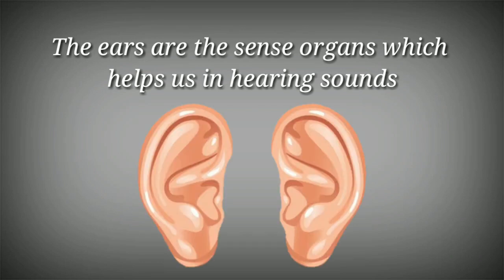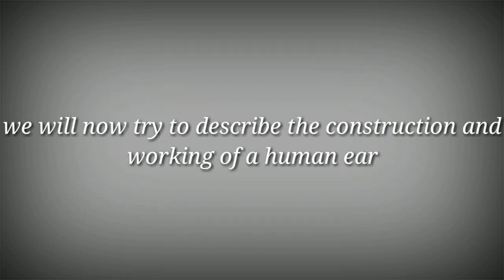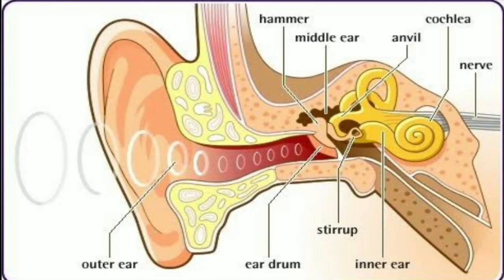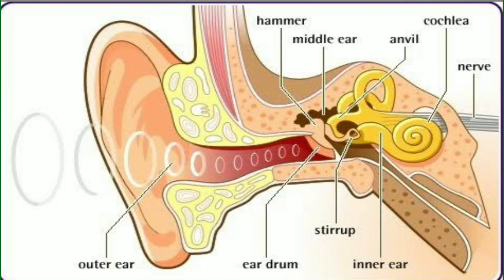The ears are the sense organs which help us in hearing sound. We will now try to describe the construction and working of a human ear. A highly simplified human ear is shown here. The ear consists of three compartments: the outer ear, middle ear, and the inner ear. Please have a look at the diagram that is given on the slide.